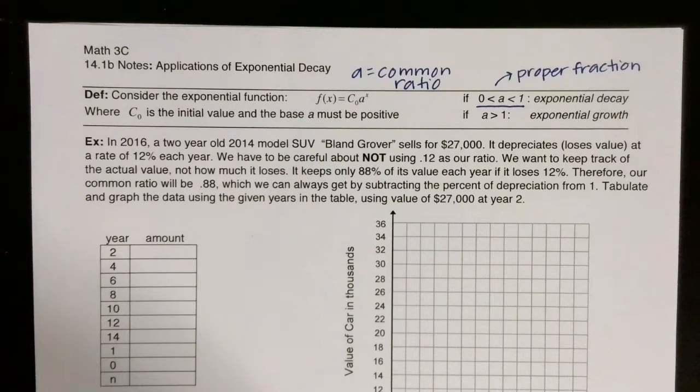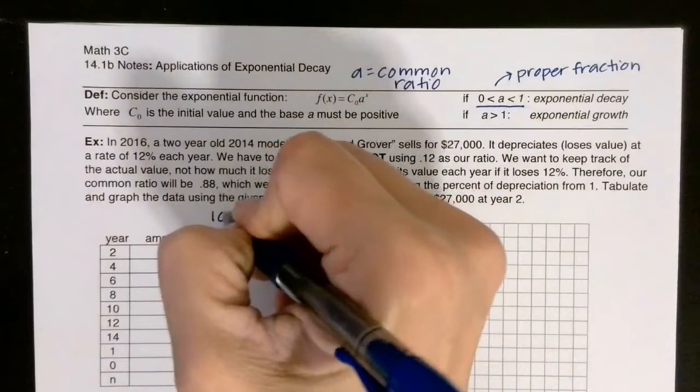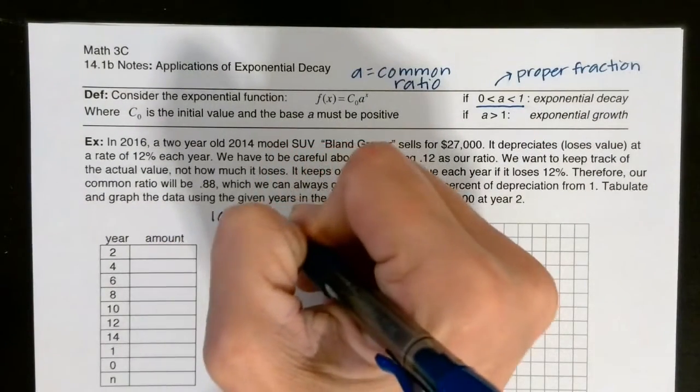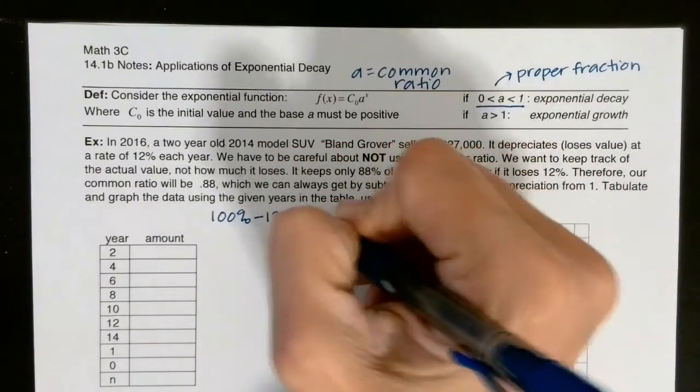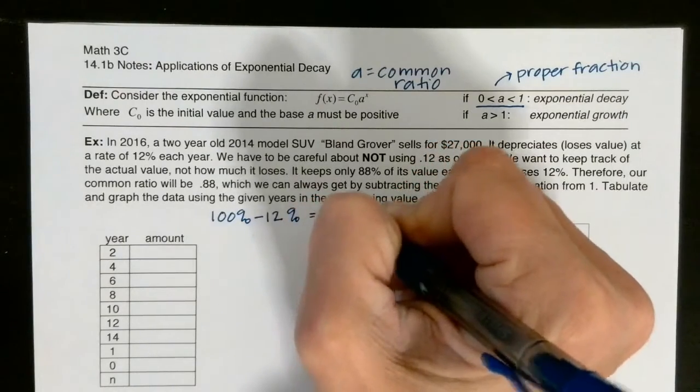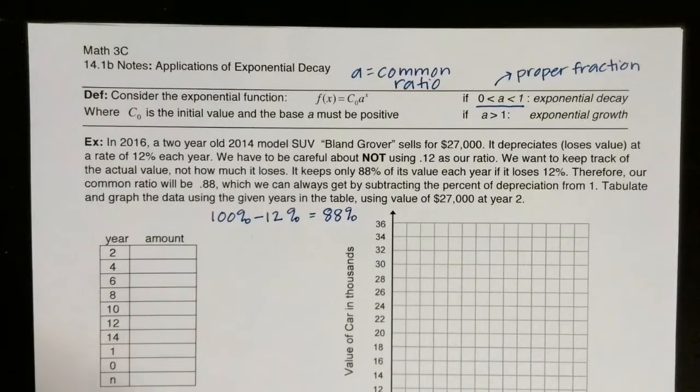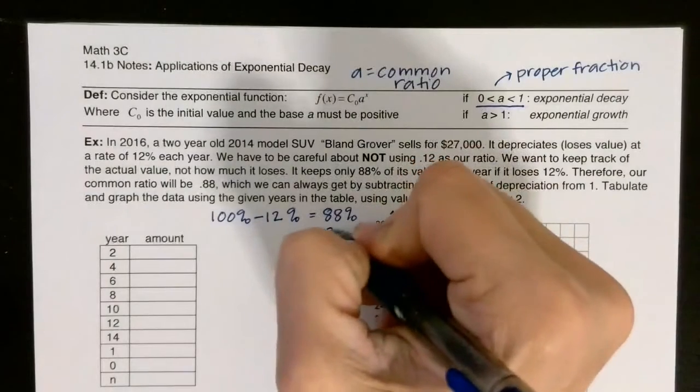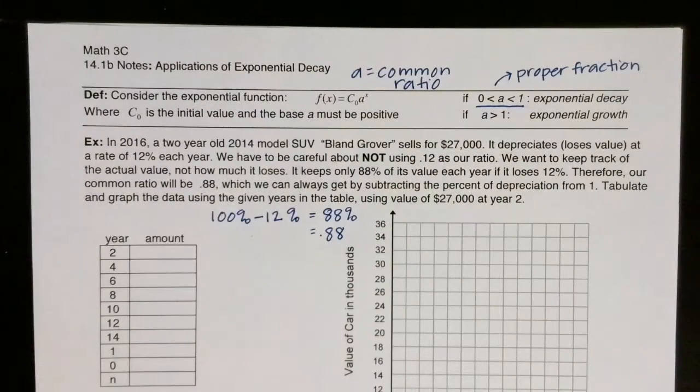Okay, so it depreciates at a rate of 12% each year. We have to be careful about not using 0.12 as our ratio. We want to keep track of the actual value, not how much it loses. So if you were at 100% and then you lose 12%, you are retaining 88% of your value each year. Therefore, our common ratio will be 0.88, which we can always get by subtracting the percent of depreciation from 1.